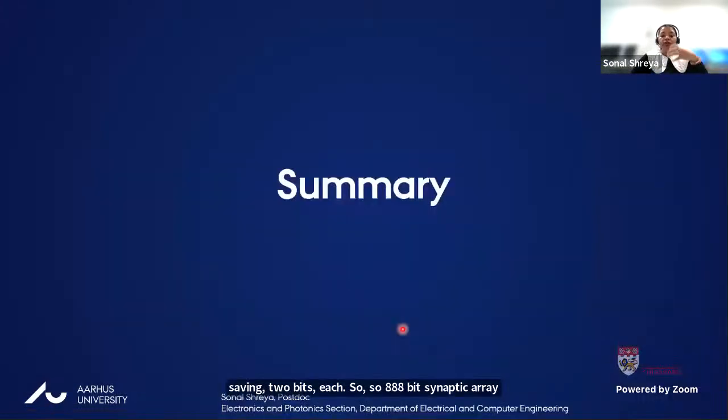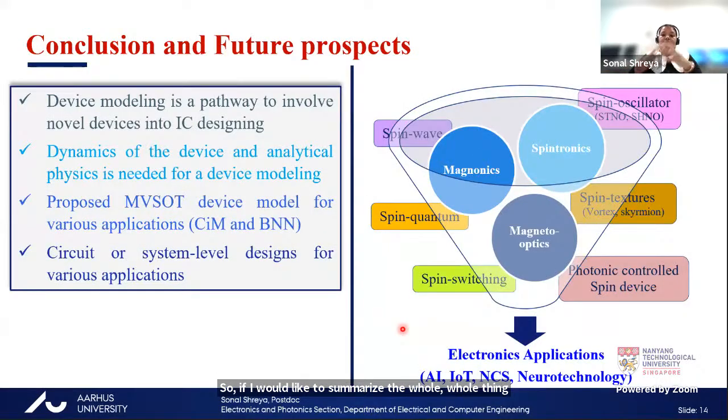So if I would like to summarize the whole concept, then it is like this: device modeling is the pathway for the novel devices that can be taken towards the IC designing. Then we need to know the dynamics of the device and the analytical physics behind the device so that we can do the device modeling. Then I discussed some of my proposed work, that is the multi-level VCSOT, voltage controlled magnetic anisotropy SOT based device, and how it can be used for CIM and BNN applications and so on. And then how with the device model we can go ahead with the circuit and system level design.